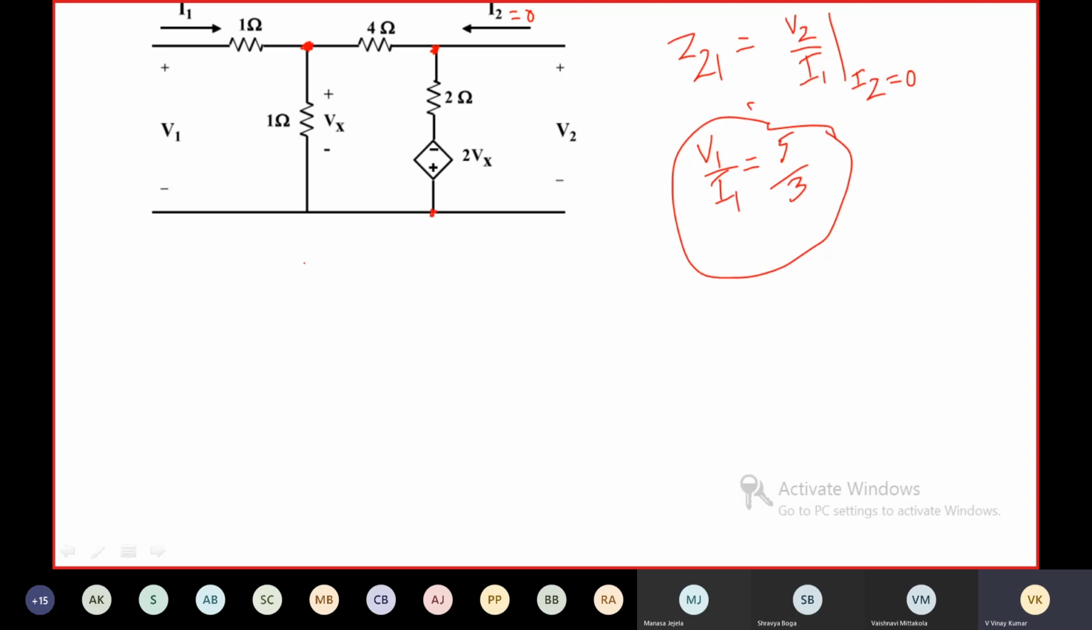You apply KCL at this node, then you are going to get Vx by 1 plus (Vx plus 2Vx) by 6 is equal to I1.